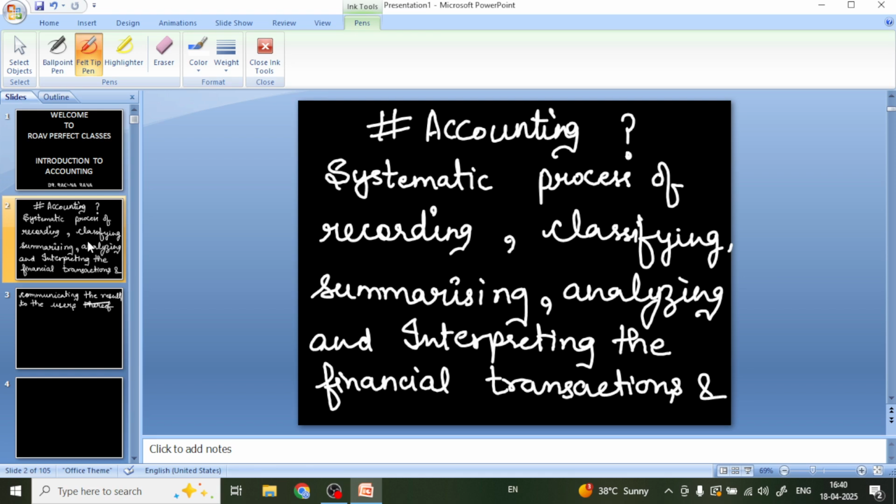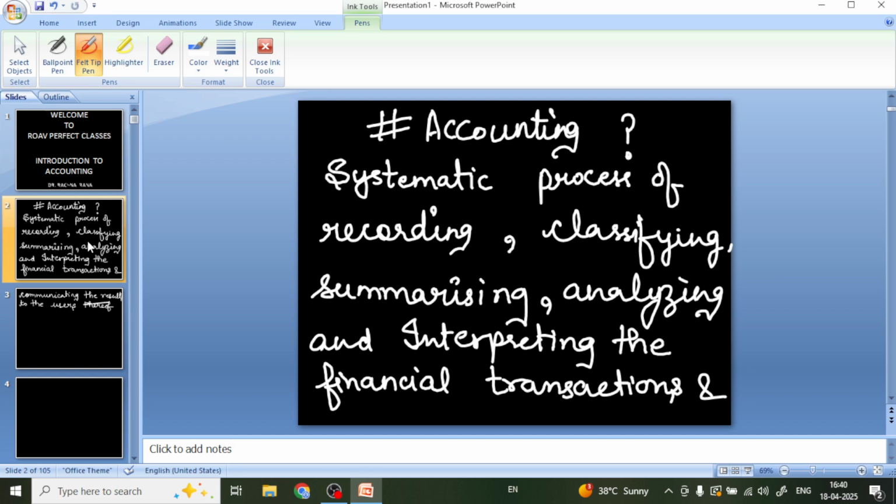Communicating means that, finally, the accounting function involves communicating the financial information to those who require it, whether they are internal users or external users, your shareholders also. Accounting information should be provided in time to users so that they can take correct decisions at the correct time. These are the main features, the main characteristics of accounting.